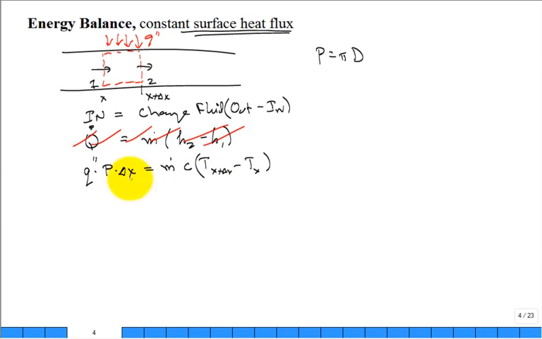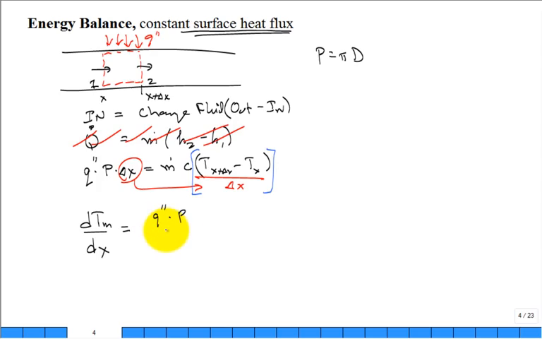So you divide through by delta x. Do the limit as delta x goes to 0. What does that ratio right here do? That turns into the derivative. So you have the derivative of the mean temperature with respect to x equal to Q double prime times the perimeter, divided by mass flow rate times specific heat. Everything on the right-hand side is a constant.